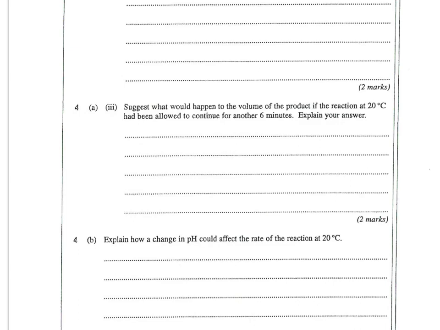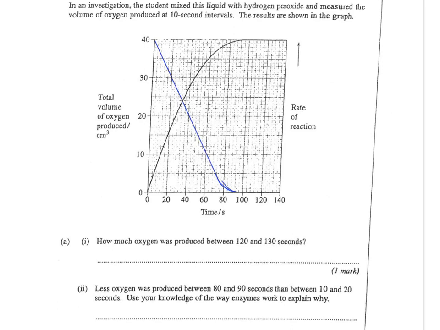less steep. If you allowed it to continue, eventually it would reach the same volume of product produced as the higher temperature. It would take longer to reach that point because there's less kinetic energy. So it would eventually reach the same volume of product. So that's when all of the substrate has been converted into product. That is when the graph would level off.